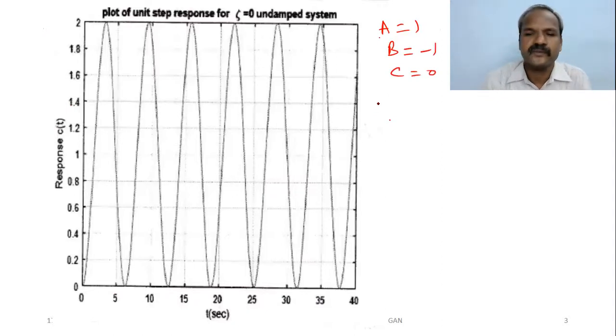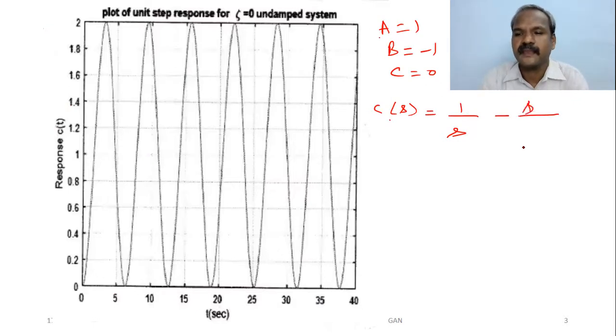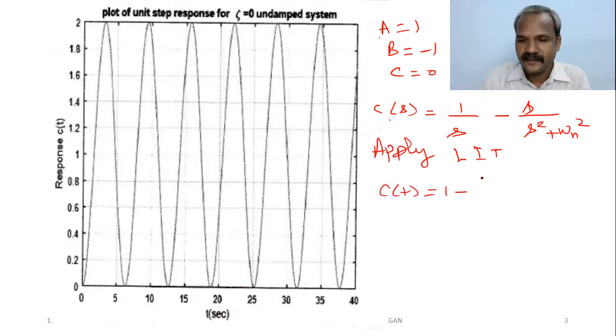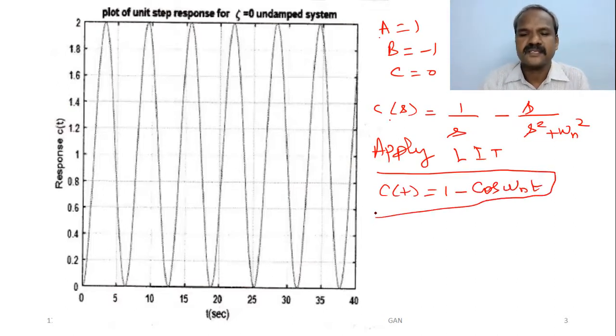So what do we get? Substituting, C of S equal to 1 by S minus S by S square plus omega n square. All right? Now apply Laplace inverse transform. So what do you get? C of t equal to 1 minus cos omega n t. This is the response equation.